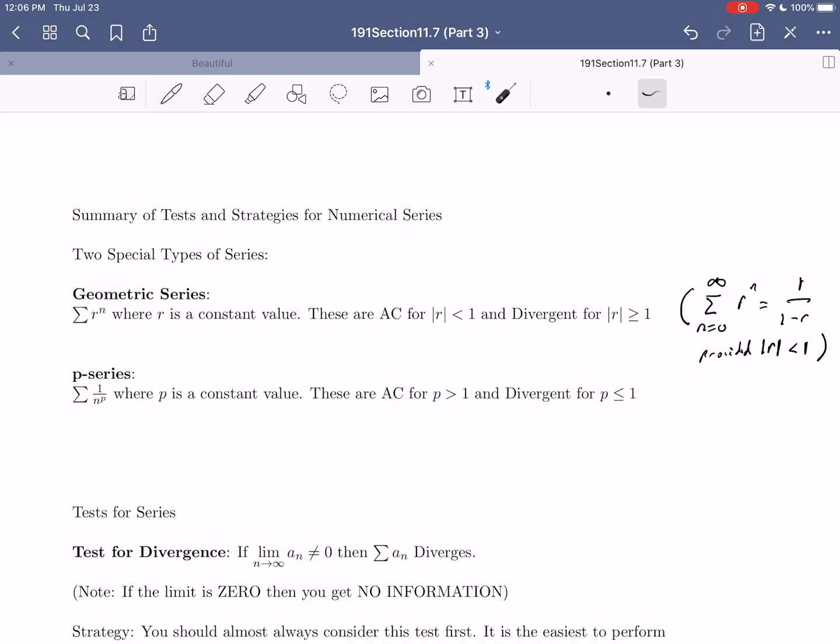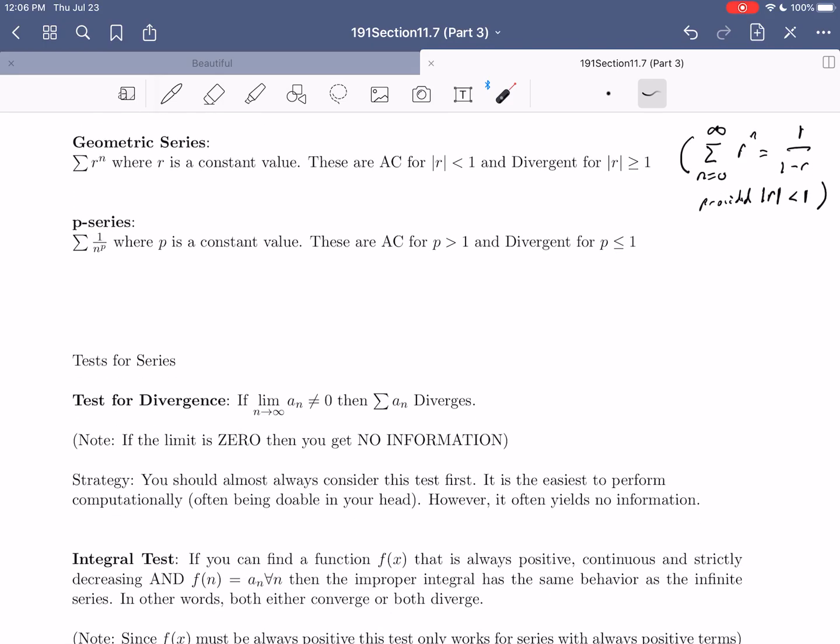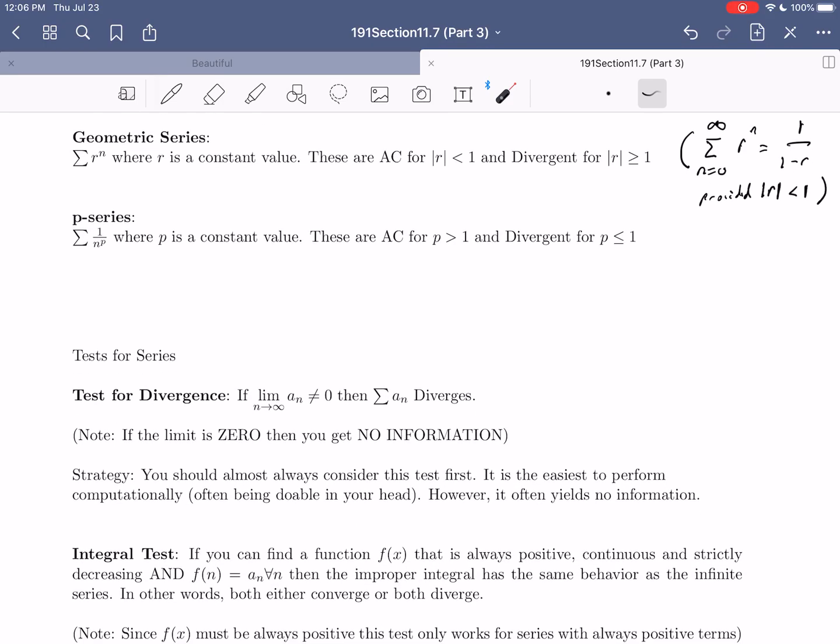All right, so let's go over the tests that we've developed so far, and we'll do them in the order that we encountered them. The tests that we've developed for series start with the test for divergence.